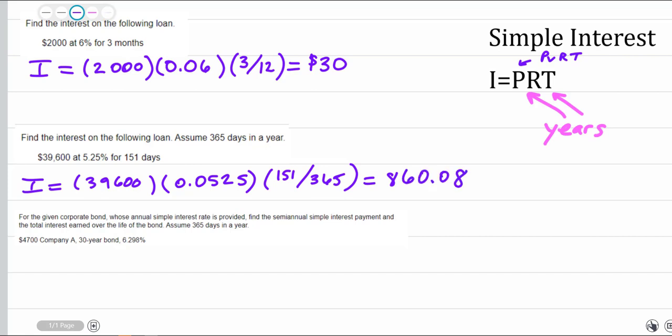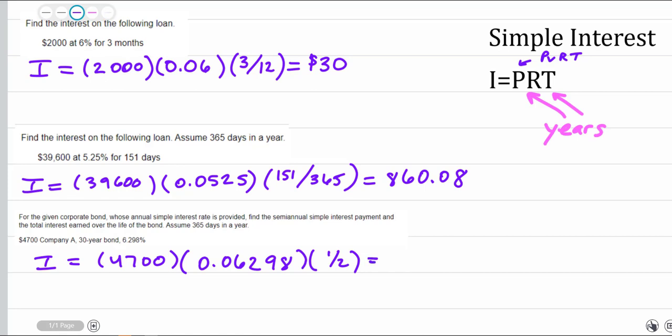Next one, the only part that's a little tricky is it talks about semi-annual. So there's actually 2 parts to this. The first part, it wants you to find the $4,700 bond, 0.06298, and at a half. So in other words, by semi-annual, twice a year, 148. And then the total interest, so that's the first part on that problem is just the semi-annual interest.